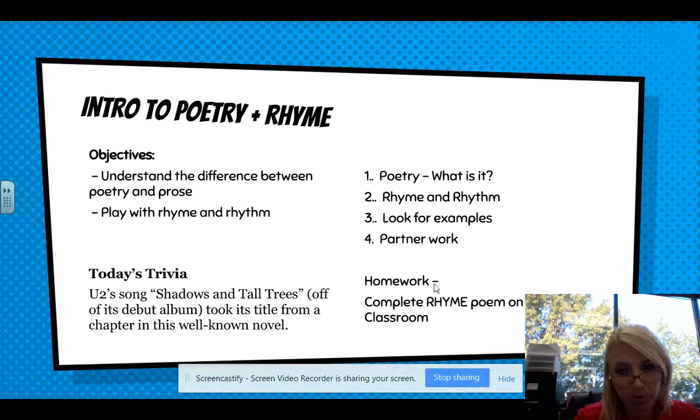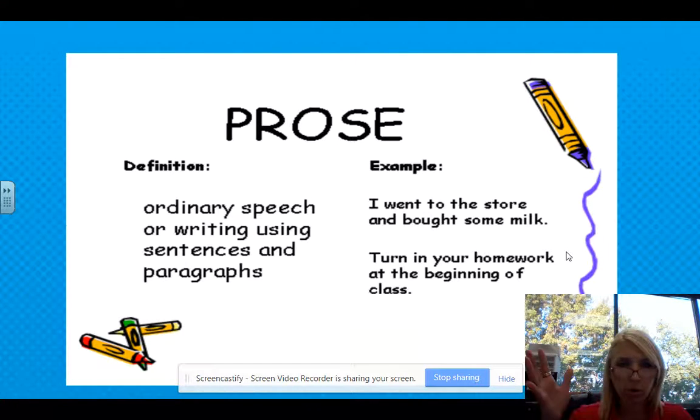Homework is to complete the rhyme poem on Google Classroom, and we'll go over that at the end, but just go on there. It's pretty self-explanatory. All right, so notebook's out. You want to write these few terms down. This will be important. So go ahead, pause it if you need to, take your notebook out.